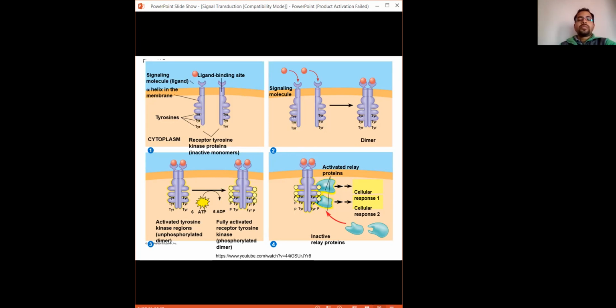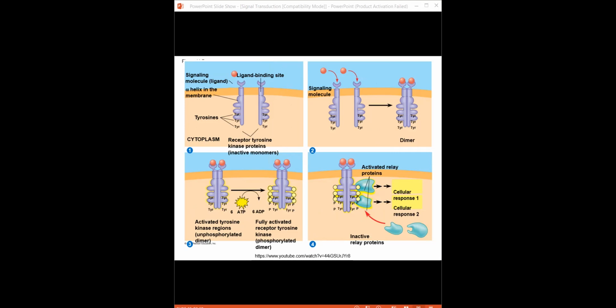Now we are going to see the dynamic features of this molecule. Just wait a second.